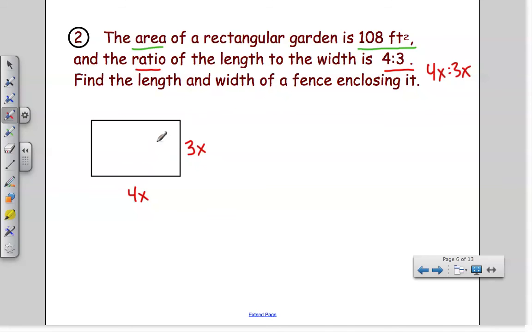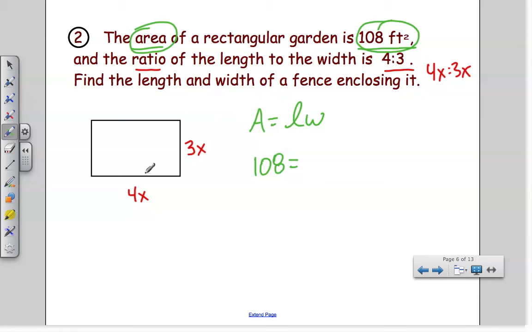Now that I identified length and width as 4x and 3x, I could use any factor of that 4 to 3 ratio. I can use the fact that the area is 108 square feet to find what the x is, so that I can find the length and width. Well, I know the area of a rectangle is length times width. So in this case, since the area is 108, that must equal length times width, which is 4x times 3x.